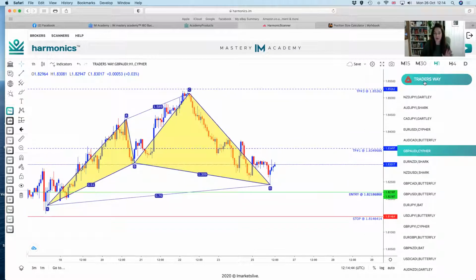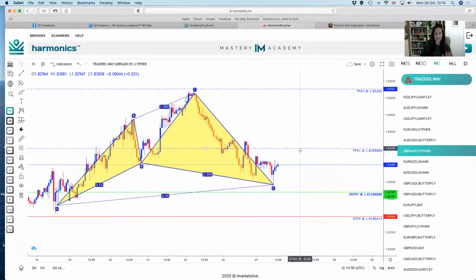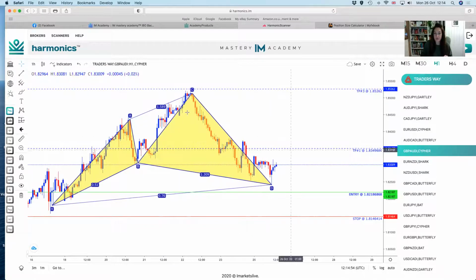I'm not going to go into the harmonic scanner too much today, but you can choose what time frame and what broker you choose. But this is the scan that I'm interested in, the Great British Pound, Australian dollar. So I want to draw this harmonic pattern onto my TradingView.